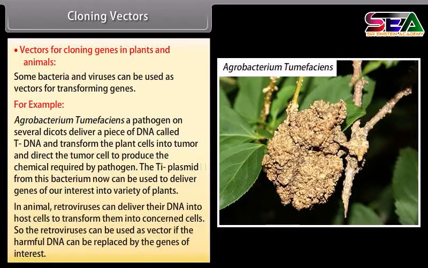In animals, retroviruses can deliver their DNA into host cells to transform them into cancerous cells. So, retroviruses can be used as vectors if the harmful DNA is replaced by the genes of interest.